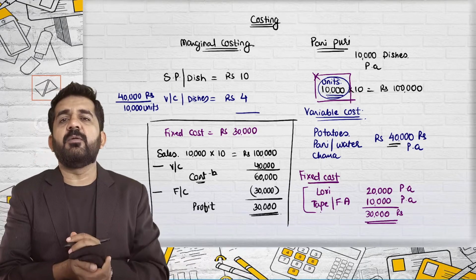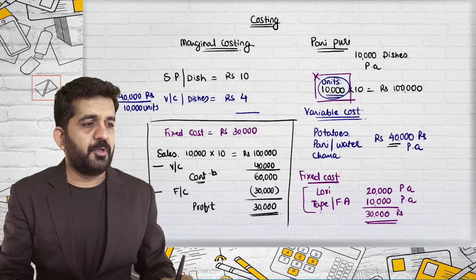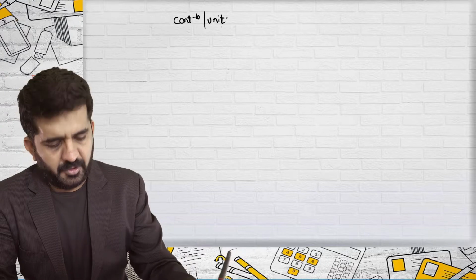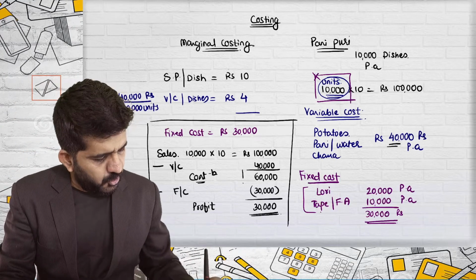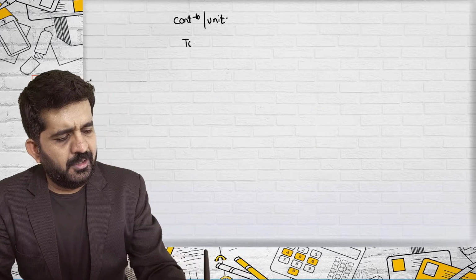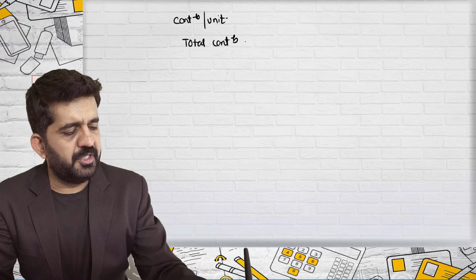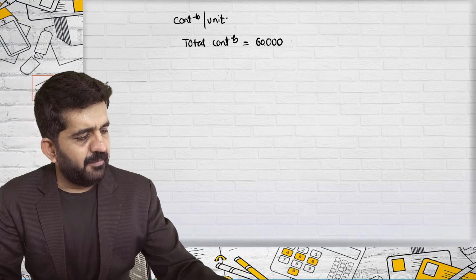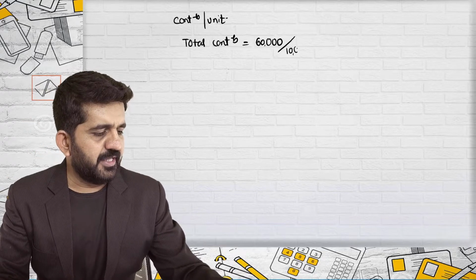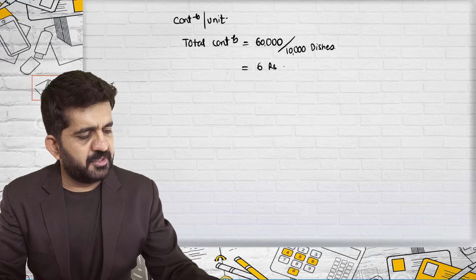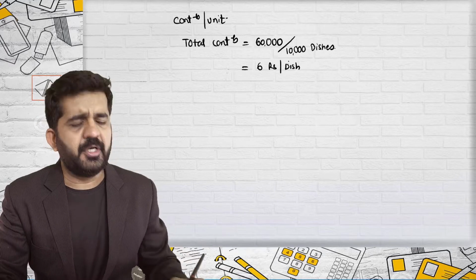We are also learning one more point, which is contribution per unit. What was contribution in our case? Total contribution is 60,000, divided by the number of units, these 10,000 dishes. Contribution per unit is 6 rupees per dish or per unit.